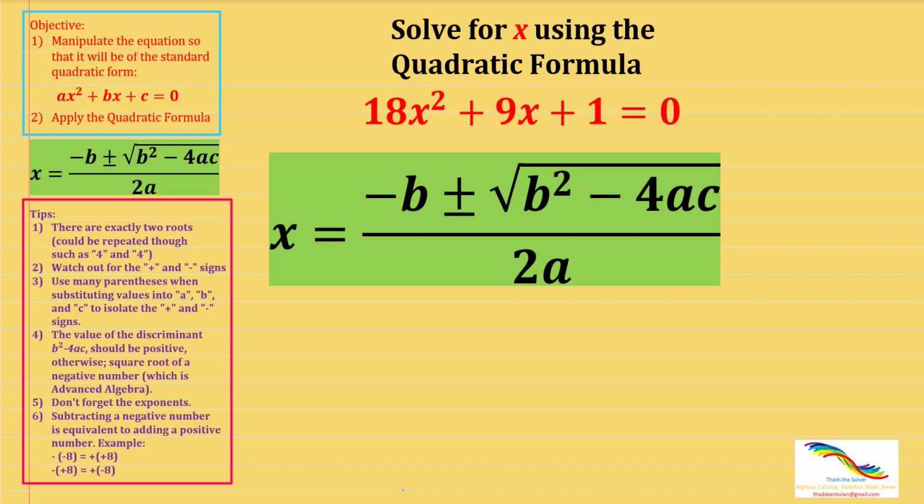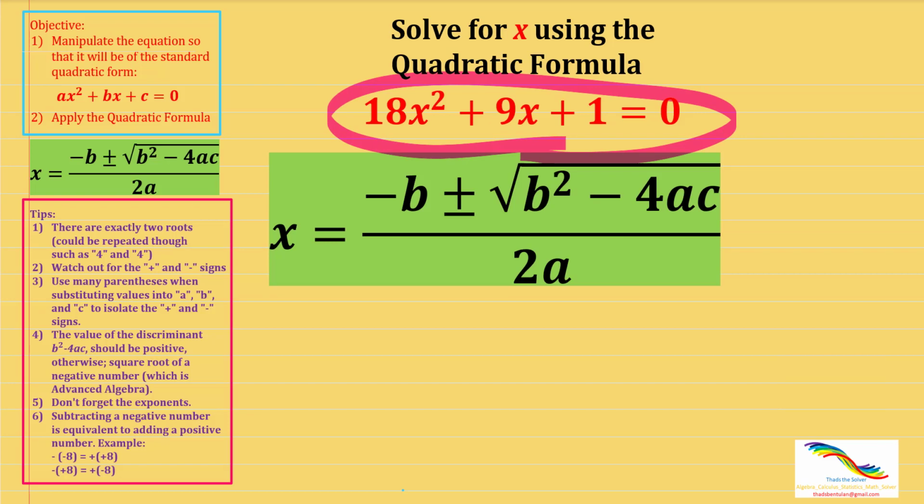For today's problem, we have a quadratic equation, 18x squared plus 9x plus 1 equals 0. We are going to solve for x using specifically the quadratic formula. Remember that we can solve this using other methods, but for this particular problem we need to use the quadratic formula.